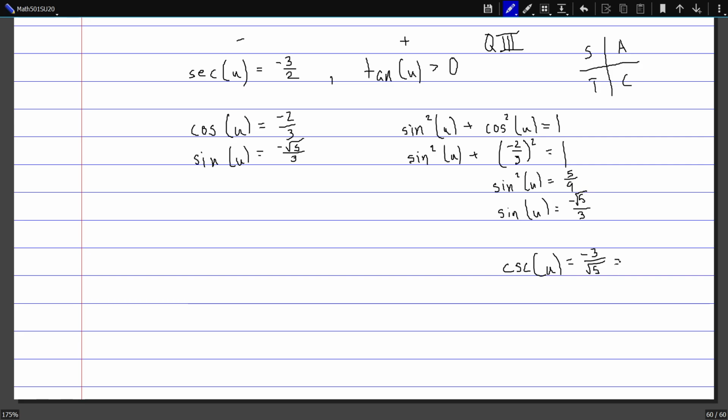So I'm going to multiply the top and bottom by the square root of 5 to turn this into negative 3 times the square root of 5 over 5. And then from here, let me just go ahead and add it to the collection. 3 down, only 2 left to go.